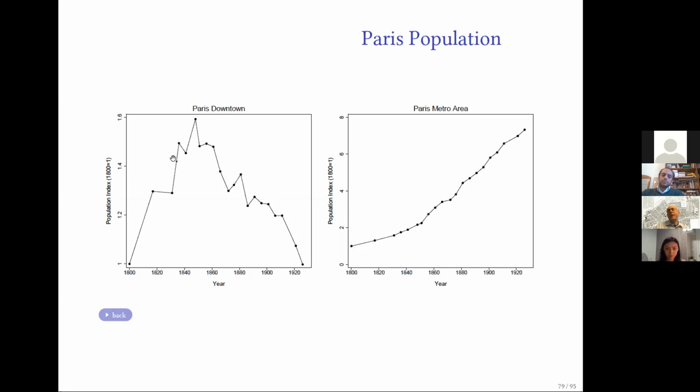Obviously, there's a slight difference in Paris, which is that in Paris, population in the historical center of the city. So these, I think, are the four arrondissements at the very heart of Paris.